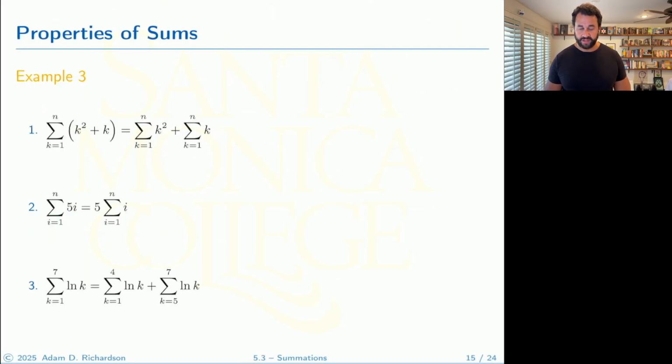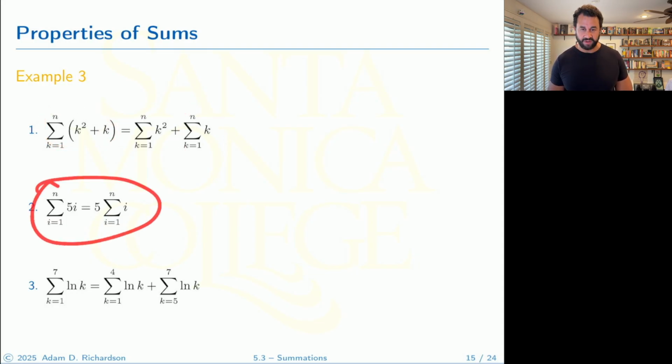Zoom out. Here we go. So here's the first example of the first property or the first formula. Let's say we wanted to add up this sum right here and the terms have this form, k squared plus k. We can split that into two individual summations over the terms. So we could do the sum of k squared and then the sum of k's, just like that.